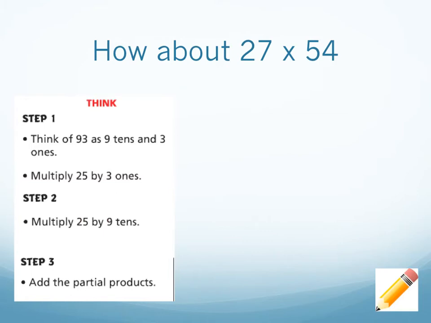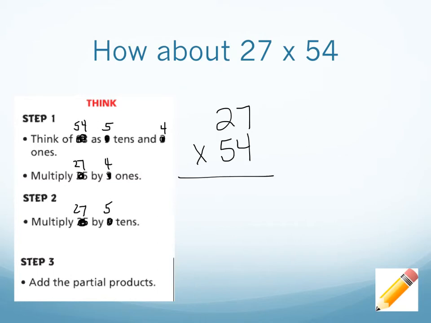Let's try another example. Be sure to copy this one in your notes. 27 times 54. I'm going to start by multiplying by my 4 ones. 4 times 7 is 28, and I regroup my 2. 4 times 2 is 8, plus 2 is 10.